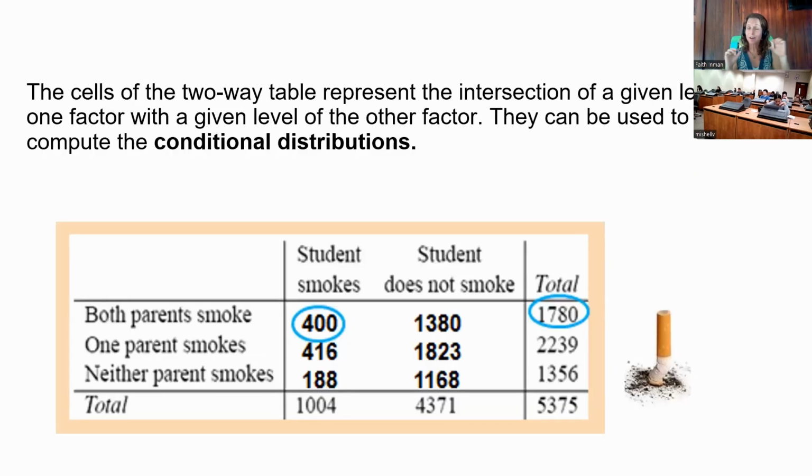The cells of the two-way table, each little box of the two-way table represents the intersection of a given level of one factor with a given level of the other factor, right? And this is how you calculate the conditional distributions. So how many students smoke where both parents also smoke? 400, right? And how many students smoke where one parent smokes? 416, right? These are your conditional distributions. And here's the total where both parents smoke.